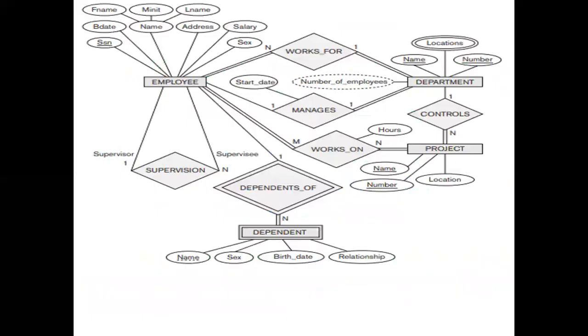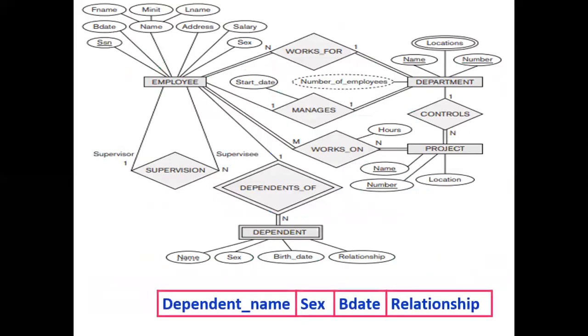So for example here, dependent is the weak entity type. Now this includes all simple attributes of dependent, that is name, sex, birth date and relationship. So these four simple attributes are included.